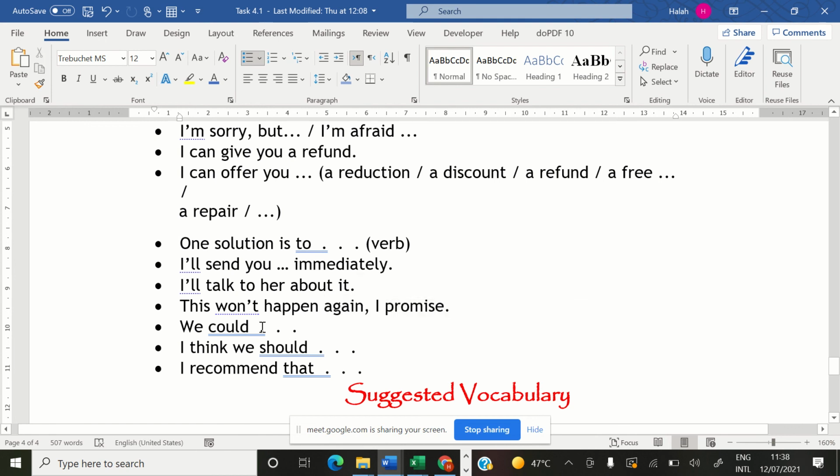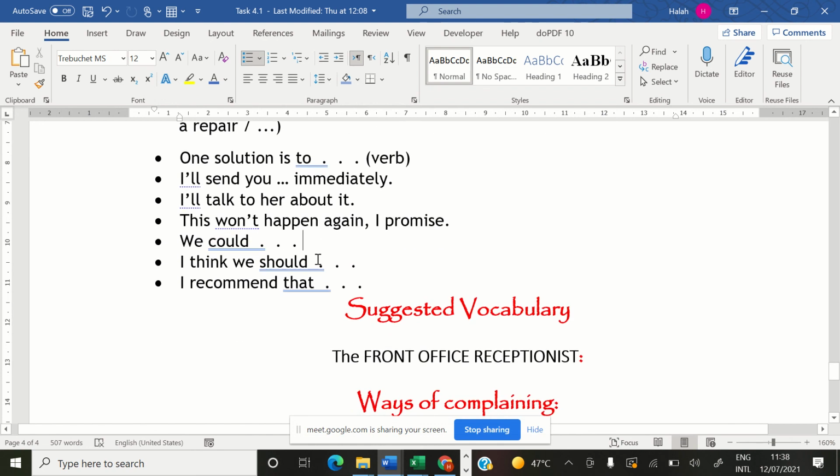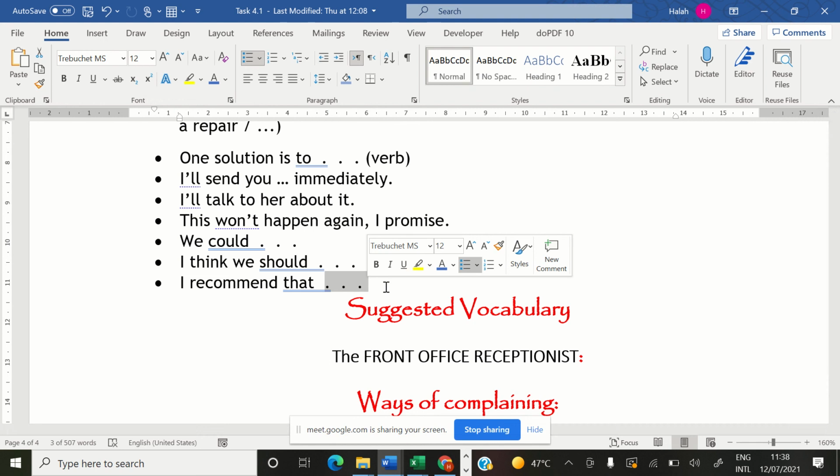Or we could, then you suggest the solution. Or I think we should, then you suggest the solution. I recommend changing the room. So you see here what the customer would accept as a solution. This is only an example to help you construct the phrases for your task.